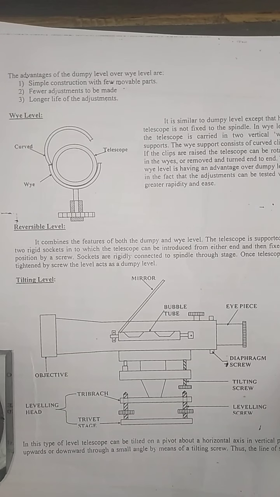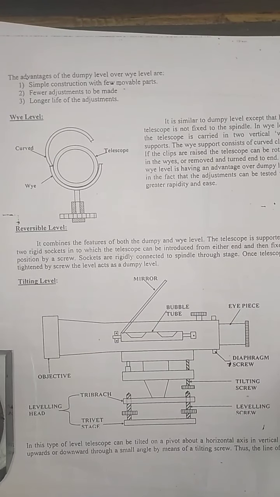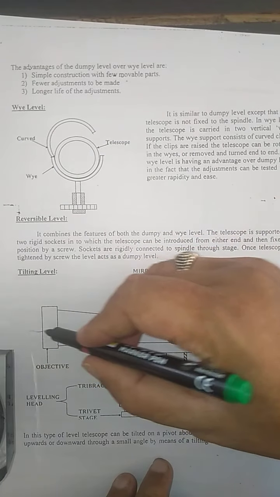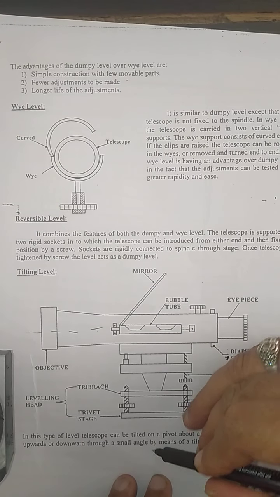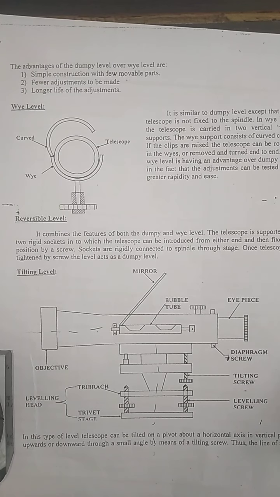Then we will see the tilting level. In the case of the dumpy level and the Y level, the line of sight is perpendicular to the vertical axis. Once the instrument is leveled, the line of sight becomes horizontal and the vertical axis becomes truly vertical, provided the instrument is in adjustment.